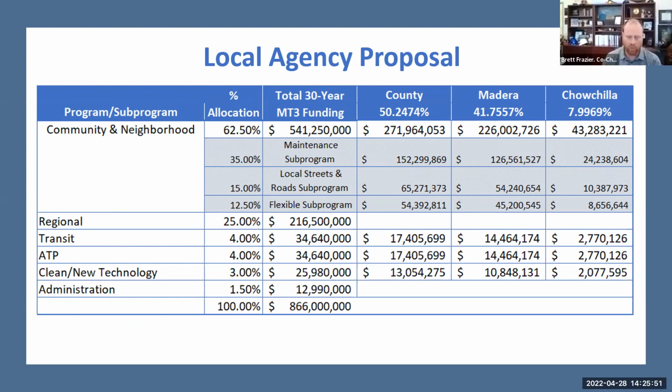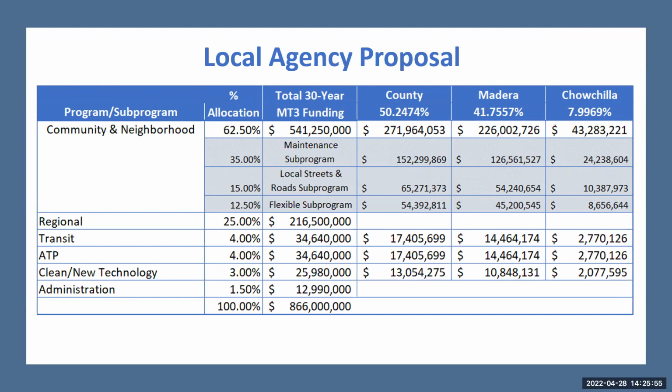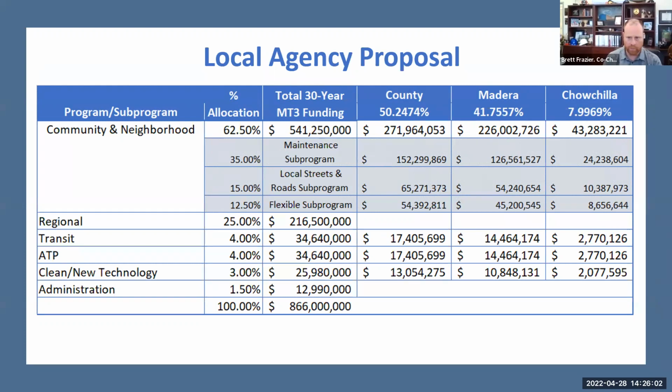Thank you. Which split was that, Rod? The one that we're looking at right now, the 62.5 total for community and neighborhood. Okay, thank you.